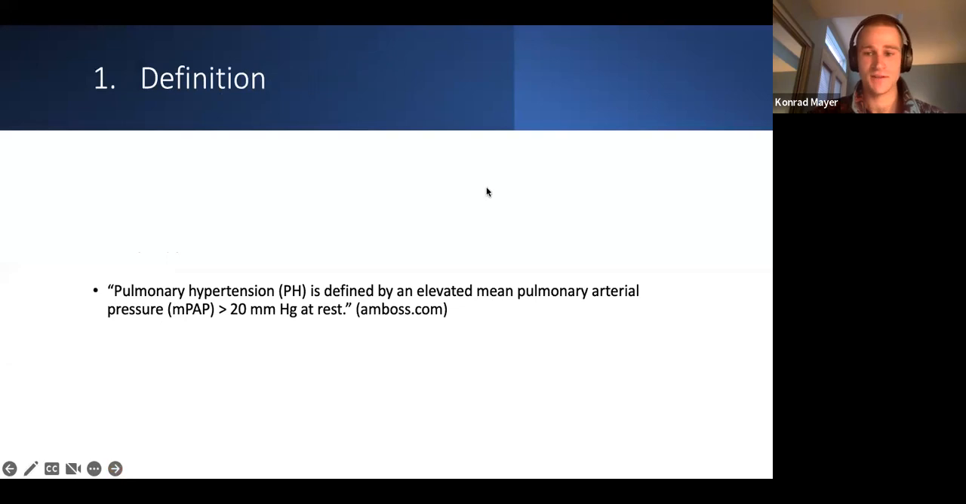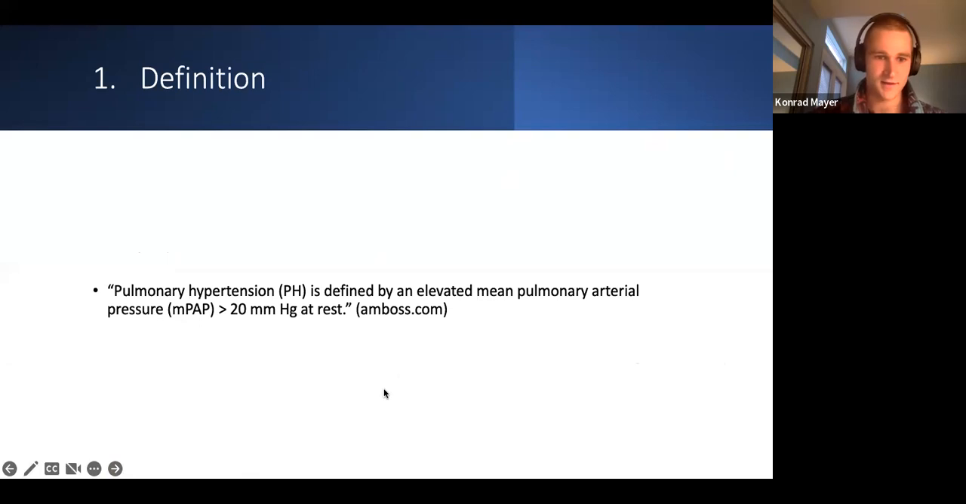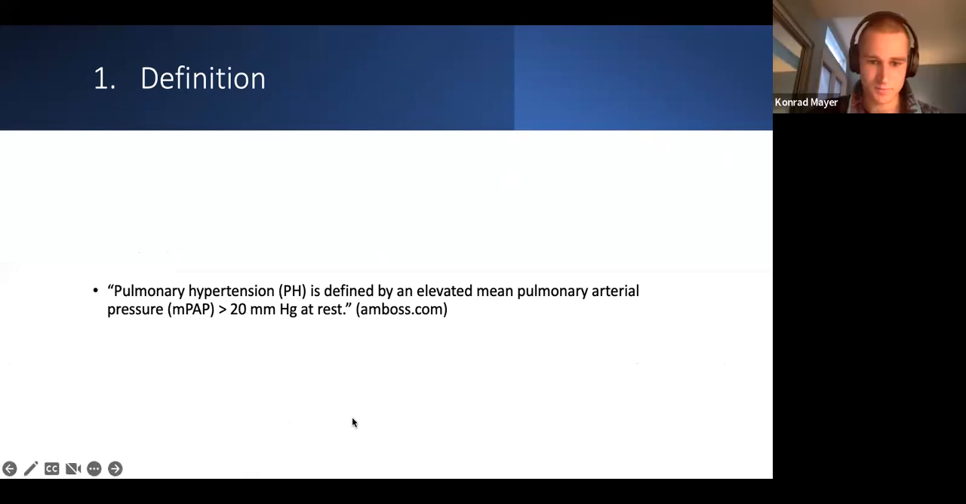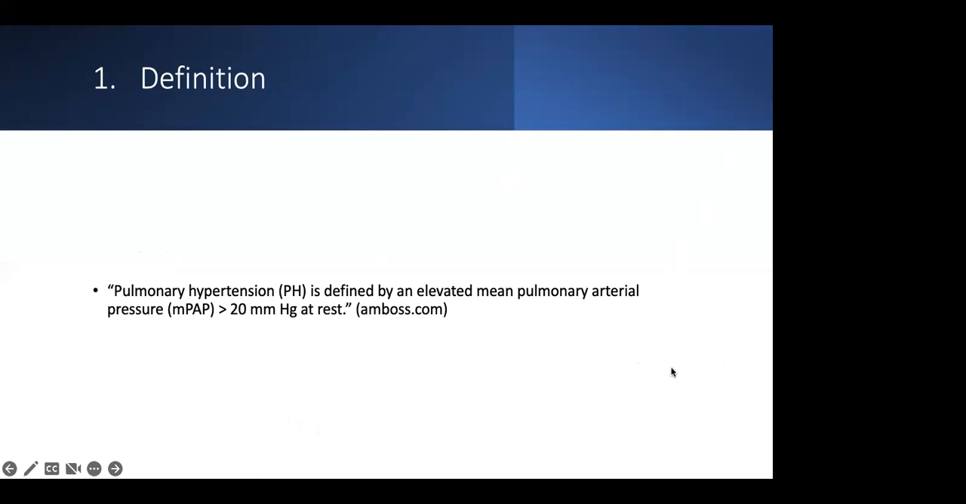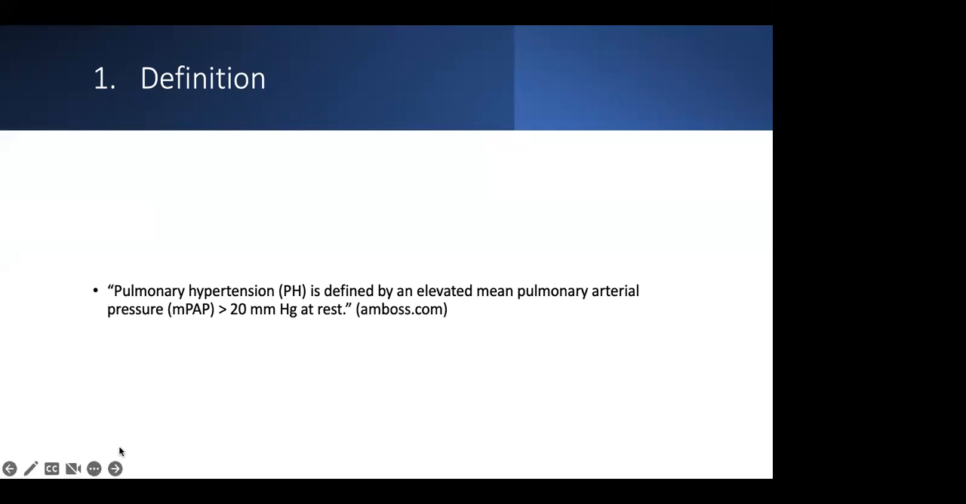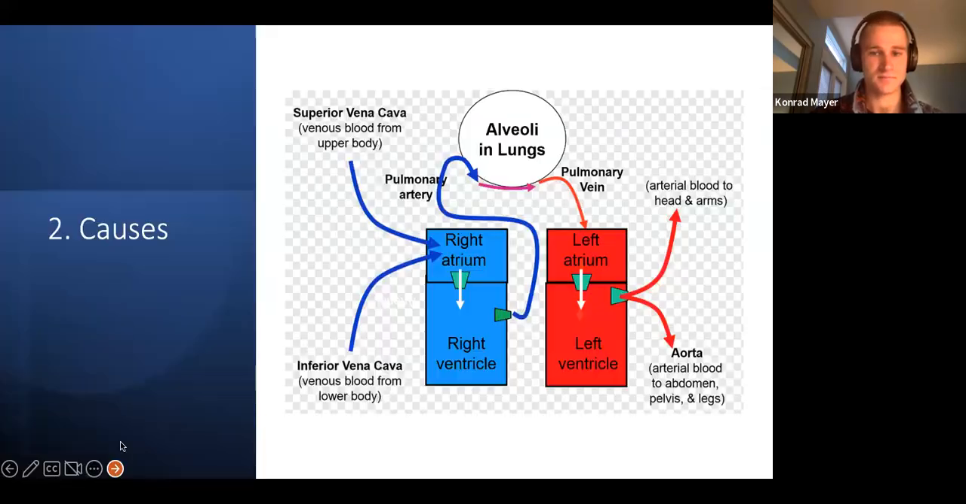So the definition, as I said, it's one sentence. Pulmonary hypertension is defined by an elevated mean pulmonary arterial pressure over 20 millimeters Hg at rest. The normal range is between 6 and 12, I believe. So above 20 is pulmonary hypertension.